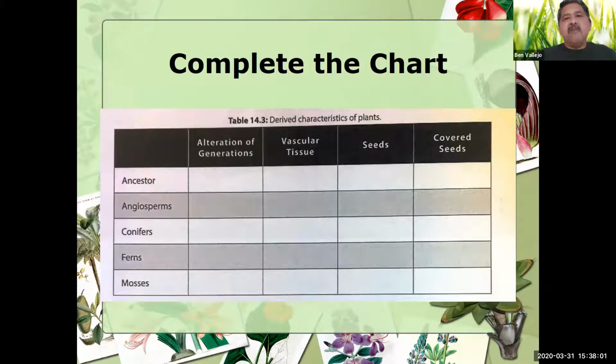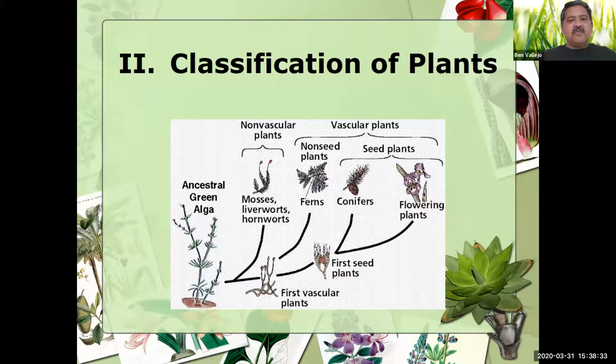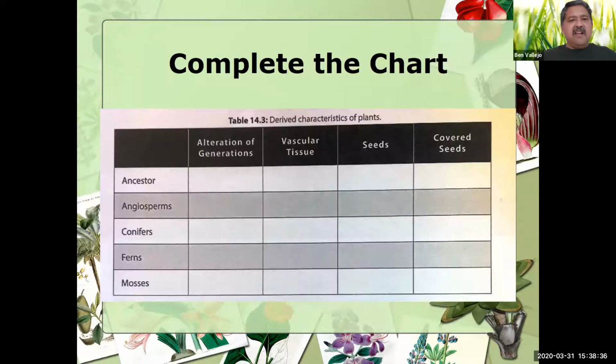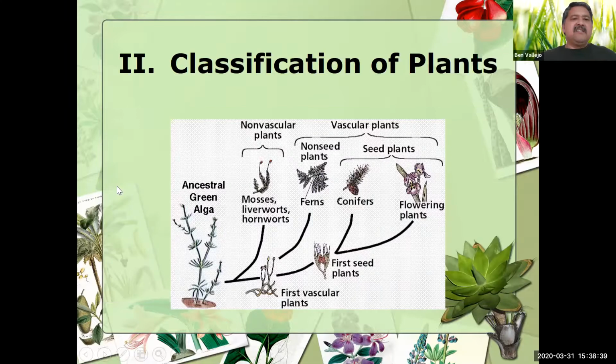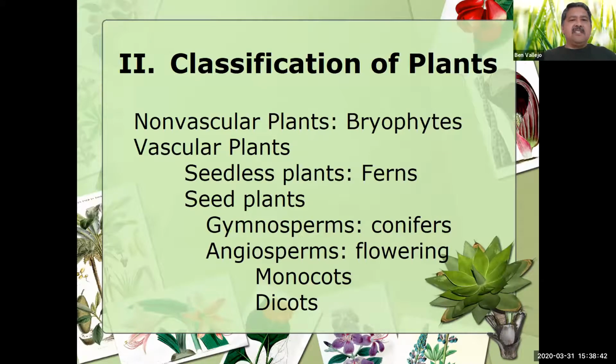So to close up today, what I'd like you to do is take out your chart that looks like this one. We're going to fill it out together. This chart will give us an idea of the derived characteristics of plants. And we've seen all the information that's coming up after this once already, but we're going to quickly take a look at that information more specifically so that we could complete this chart. So let's take a look at it. Now, the first one is the ancestor right here. What about the ancestor? It's right there, the ancestral green algae.